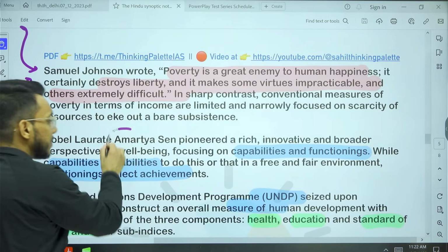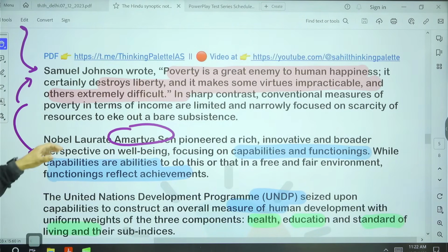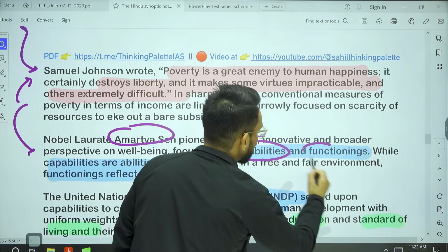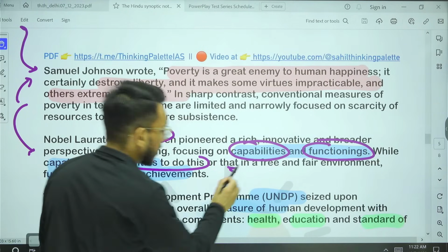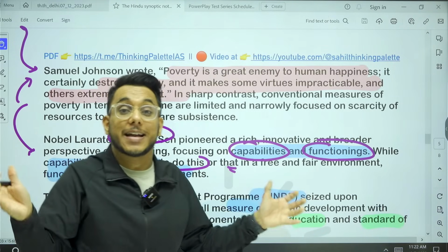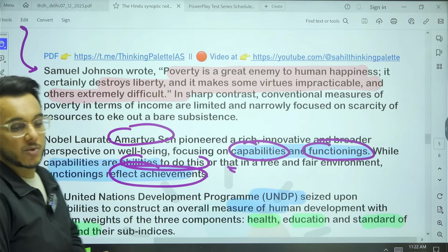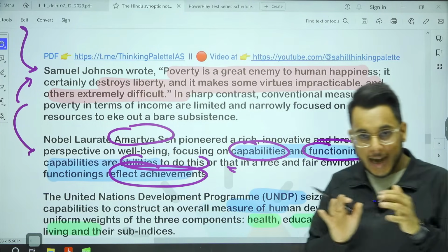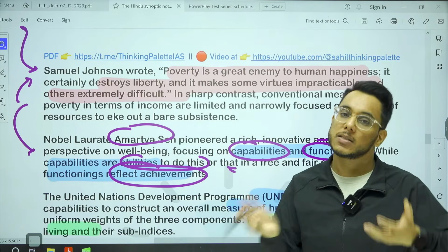Now Nobel laureate Amartya Sen has also given an innovative way to look at poverty. He has pioneered a broader perspective on well-being. He says that for human well-being, there should be capabilities and functionings. What is capability? Capabilities are the ability to do this or that. Whatever I want to do, I should be able to do that. That is my capability. And functioning reflects one's achievements. So basically they say that if capabilities and functionings are present, a human will be happy and that human's well-being is up to the mark.